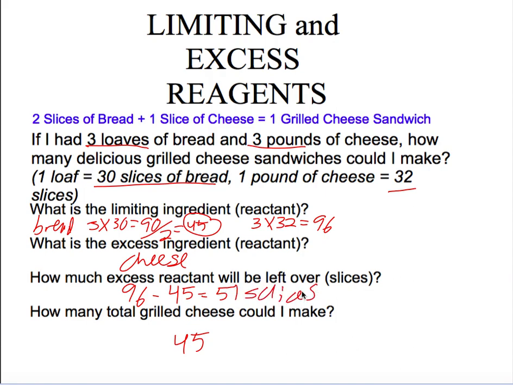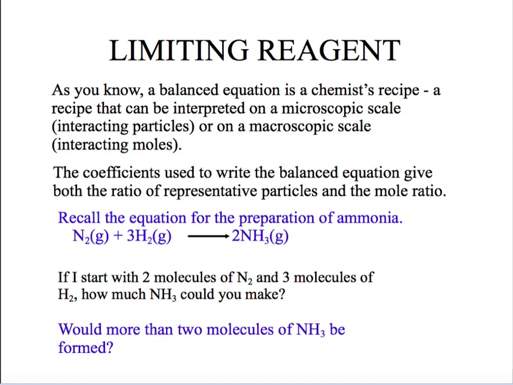Okay, and this is what we're doing in chemistry. We're going to do this with compounds and elements instead of food. So starting here, if we know that nitrogen and hydrogen react to form ammonia, this is our chemical equation. I need 1 molecule of nitrogen, 3 molecules of hydrogen, and I can make 2 molecules of ammonia. So if I have 2 molecules of N2 and 3 molecules of H2, how much NH3 can I make?